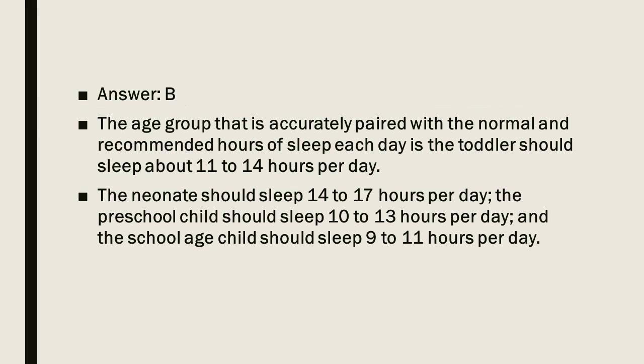Answer, B. The age group that is accurately paired with the normal and recommended hours of sleep each day is the toddler, who should sleep about 11 to 14 hours per day. The neonate should sleep 14 to 17 hours per day, the preschool child should sleep 10 to 13 hours per day, and the school-age child should sleep 9 to 11 hours per day.